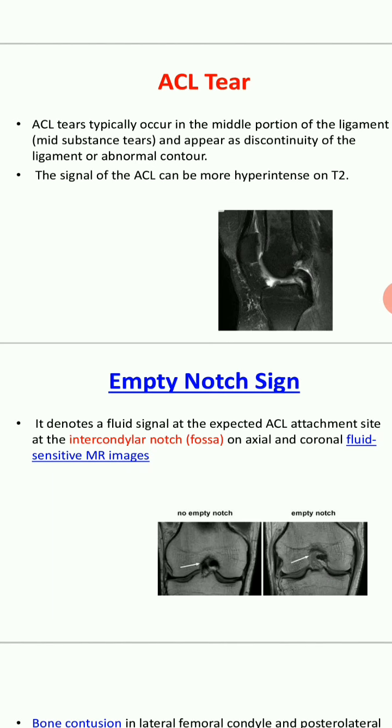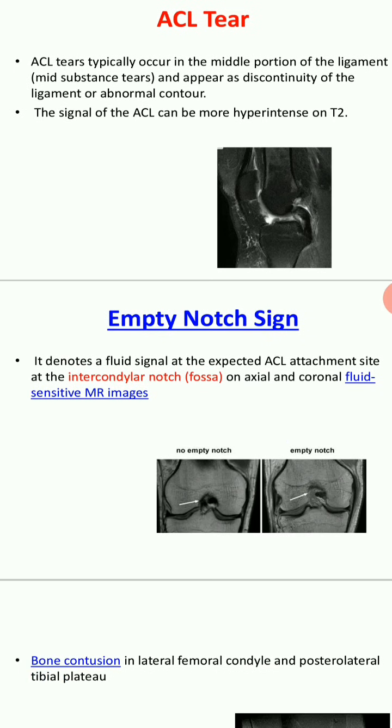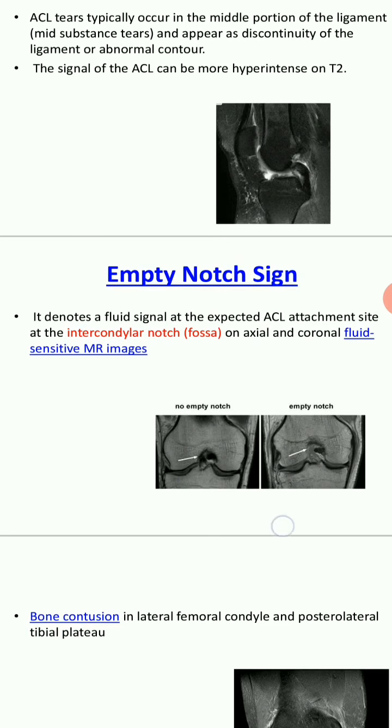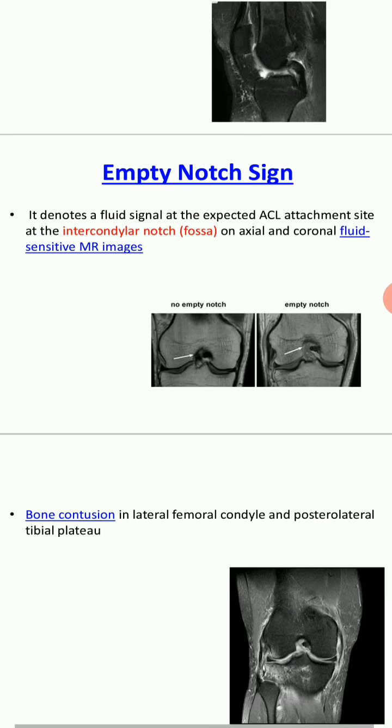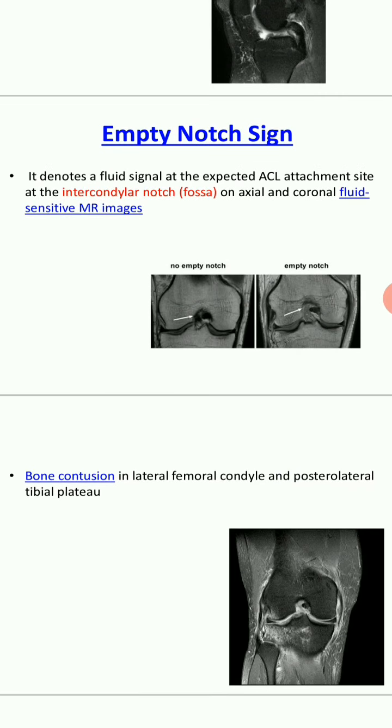and majority of the times, along with the ACL tear, we also search for the secondary signs of the ACL tear. Coming to what the secondary signs are: fluid signal at the ACL attachment site. We know the ACL arises from the medial surface of the lateral condyle. Any fluid there without the ligament is diagnosed as the empty notch sign. It can be seen in either axial or coronal images.